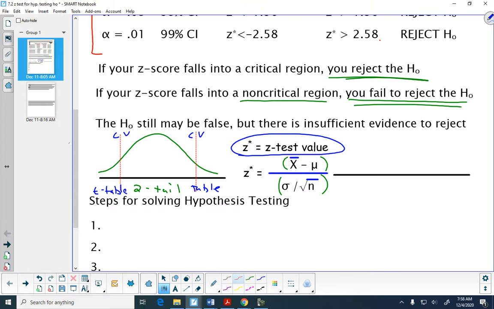We will do a test value. And we have two regions here. These are our critical values. This is a non-critical region. This is a non-critical region. The two sides on the outside are critical. So our two sides that are on the outside are critical regions.